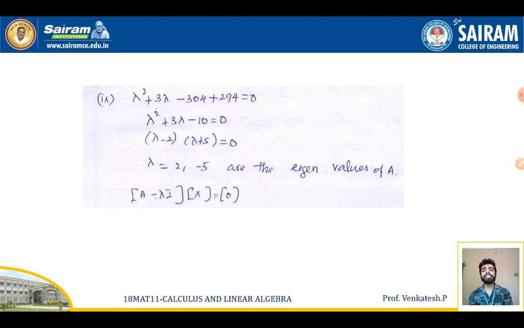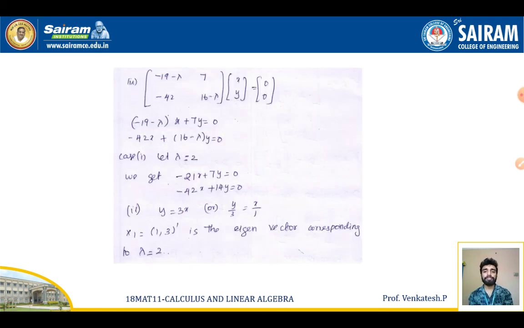To find the eigenvectors, take the equation of the form A minus lambda I into x is equal to 0. So I'm going to simplify this further. I'll be getting what? Minus 19 minus lambda, 7, minus 42, 16 minus lambda, times x, y, equals 0, 0. Expanding this coefficient matrix, I'll be getting minus 19 minus lambda x plus 7y is equal to 0, minus 42x plus 16 minus lambda into y is equal to 0. Now I want to find the eigenvectors. Since I'm having two eigenvalues here, I'll be having two cases.